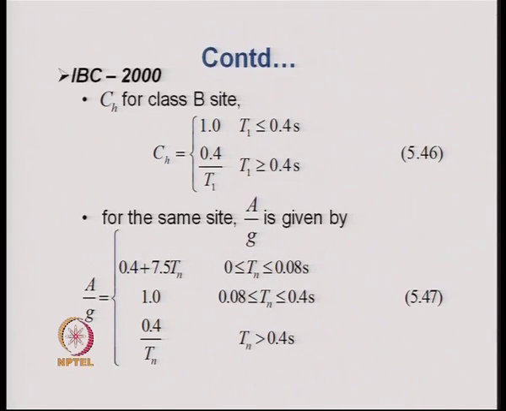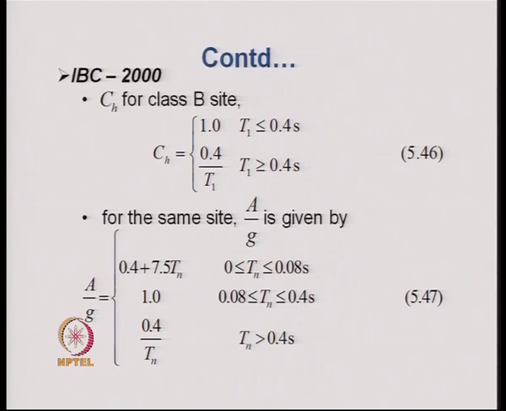The seismic coefficient CH for a class B site is given by equation 5.46. The class B site specifies a certain zone in which a peak ground acceleration is specified, and for that, the CH values are shown by this equation. For other classes, for example class A or class C, these values may differ.